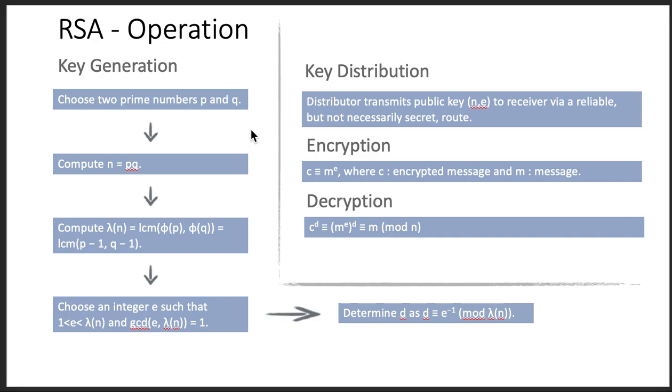And the key distribution part: the public key is n and e, and the private key is d, p, and q. For encryption, you choose a number m and you raise m to the power of e, so you get a c, which is the encrypted message. And to decrypt the message, you again raise c to the power of d, and you'll get the original number.